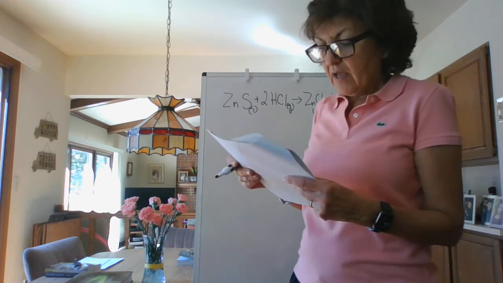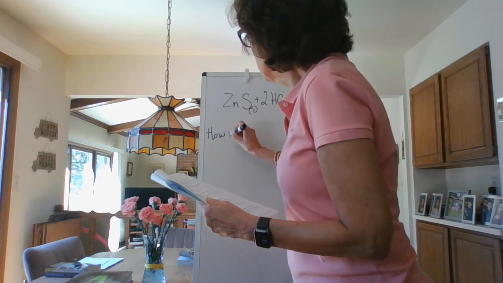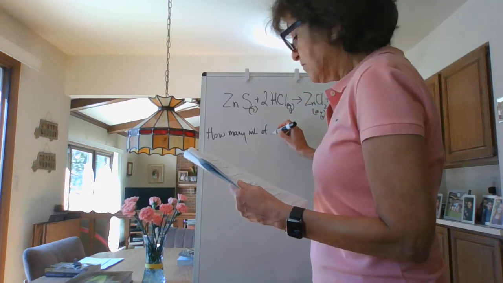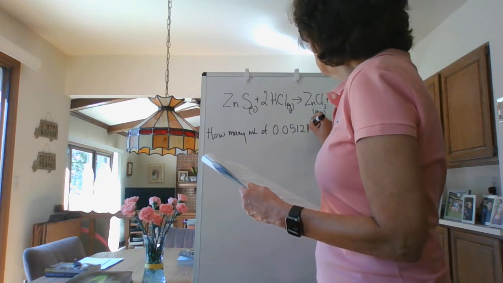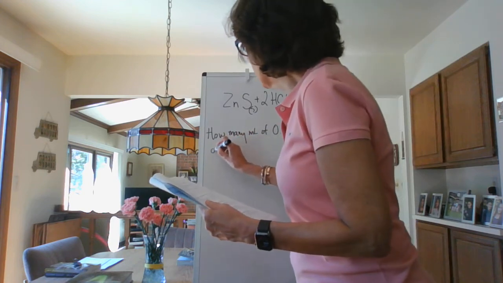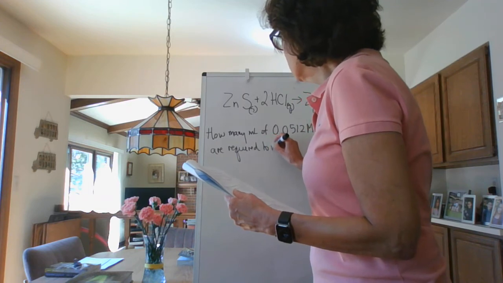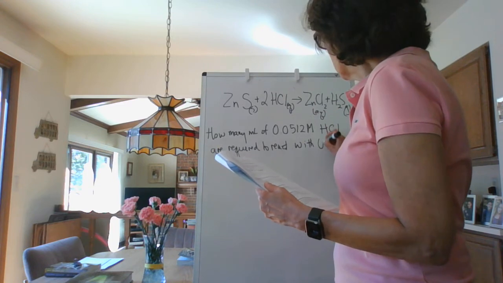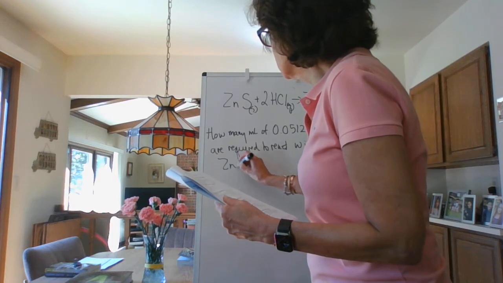All right, and here's the question. How many milliliters of a 0.0512 molar HCl are required to react with 0.392 grams of zinc sulfide?